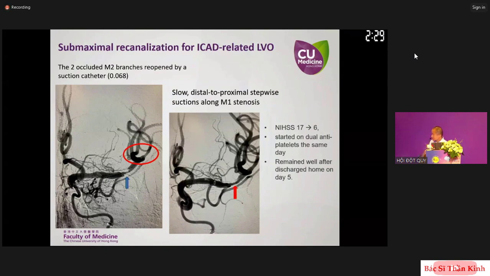So what we can do is put in a smaller suction catheter distally. We clear the clots in the M2 segment first, and then we retrieve the suction catheter in a very slow, stepwise manner to gently suck the platelet aggregation along the stenosis. So this is the residual, perhaps the original, stenosis of this MCA. And probably it's good enough, because the patient had a very swift recovery within 1 day, and we started dual antiplatelet the same day, and the patient remained well and was discharged home directly on day 5.